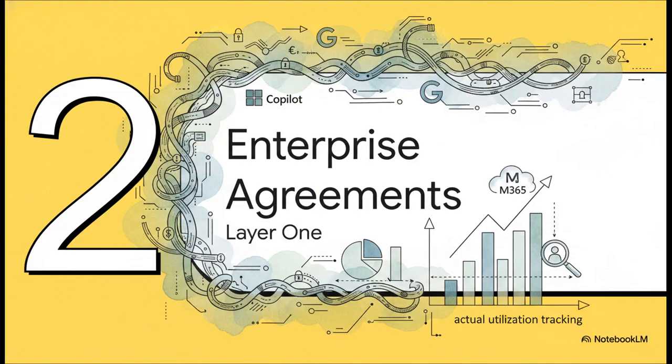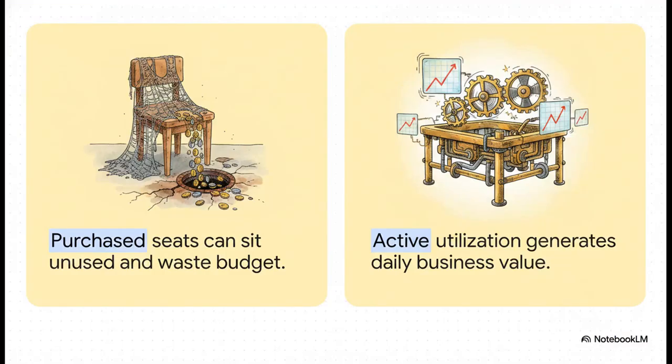Section 2, Layer 1, enterprise agreements. Now, this is the most visible layer. It includes those formal top-down vendor contracts. Think Microsoft Copilot or Google Gemini. But finance teams actually fall into a trap here all the time. Now, what's really interesting about this is the stark contrast. A purchased Copilot seat that's just sitting unused costs the exact same as a seat that's generating daily business value. So if your audit only looks at procurement records, you're entirely missing the point. You've got to aggressively track active utilization and reclaim those unactivated seats.